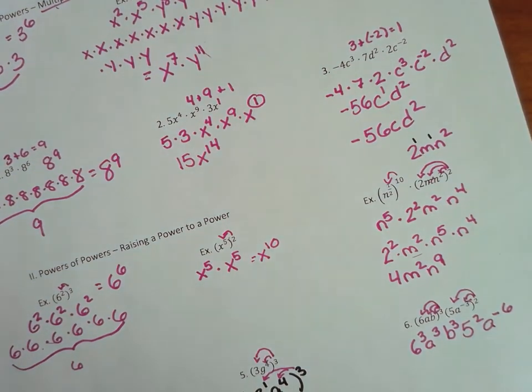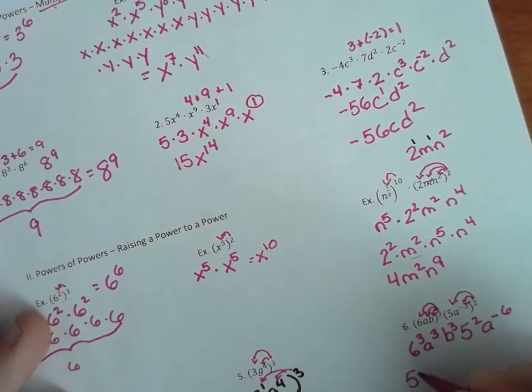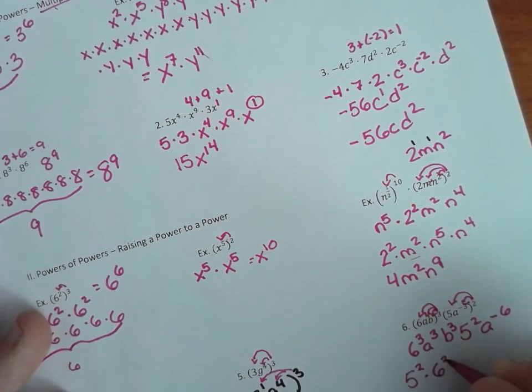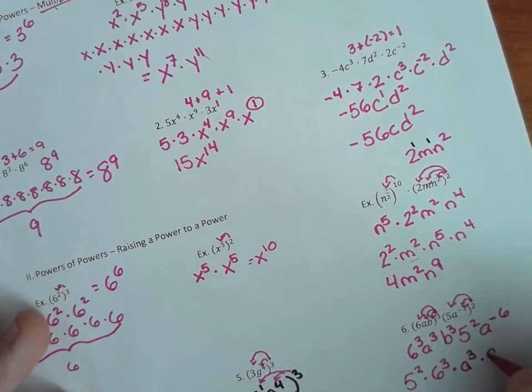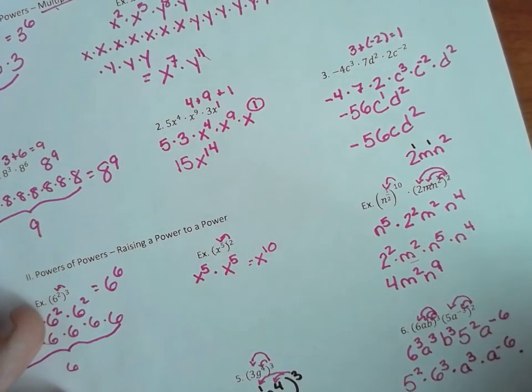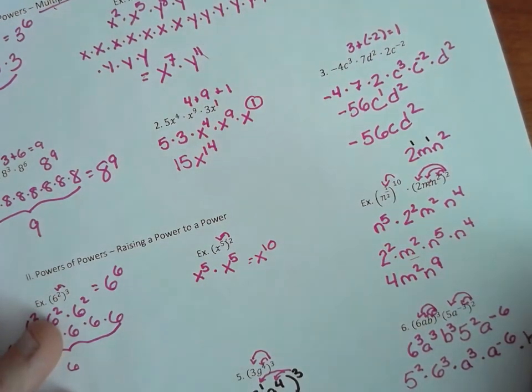I'm going to rearrange these numbers and these terms so I have like terms next to each other in order. So, 5 squared times 6 cubed times a cubed times a to the negative 6th times b cubed.